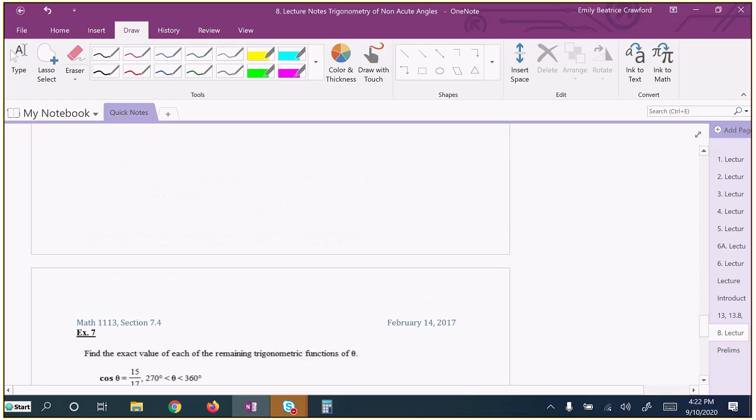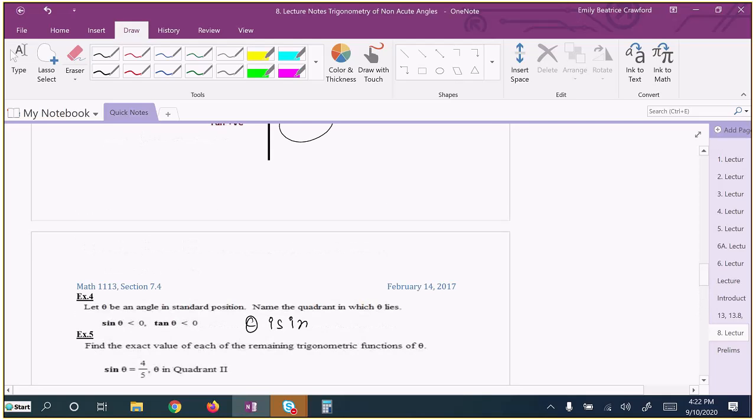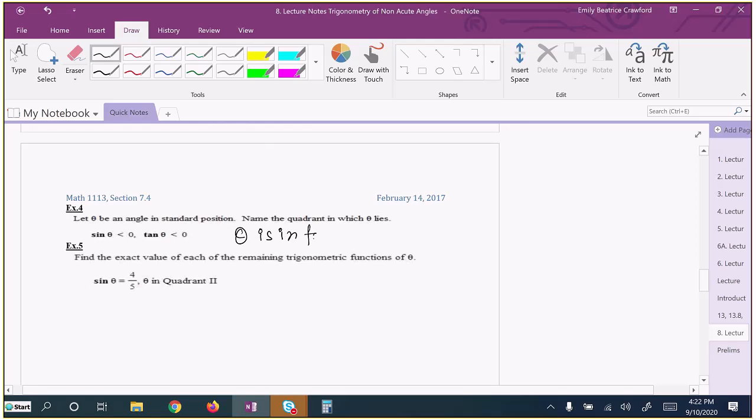And this is going to help us do similar problems. In fact, even finding out the remaining trigonometric ratios. So theta is in the fourth quadrant. So let's carry on.